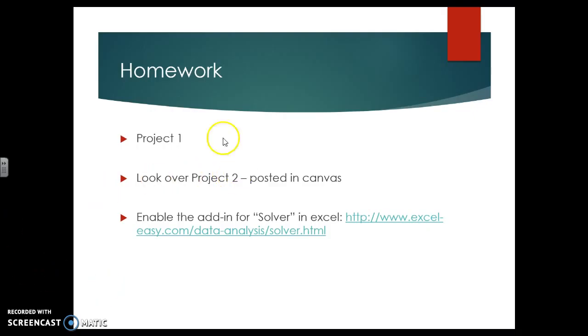And of course, you do have to finish homework 1. If you have not finished that already, make sure you do. If you want to start working ahead, you can look over project 2. Don't panic, I will get you there. It looks a little overwhelming. And then you can enable Solver in Excel. This is done the same way as the data analysis tool that we added in, except now you're going to click Solver.